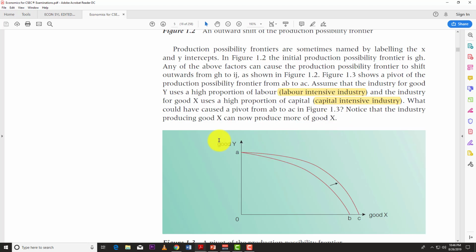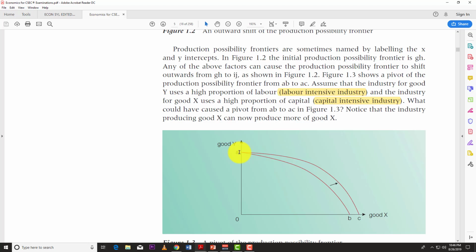Now, they say you have good Y, good X. Y-axis, X-axis. Now, they're saying assume that the industry for good Y uses a high proportion of labor. So it's labor intensive. It uses a lot of workers. Good Y requires a lot of workers. It's labor intensive, with a lot of workers, like construction or farming.